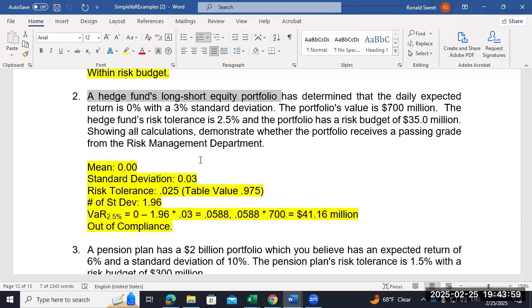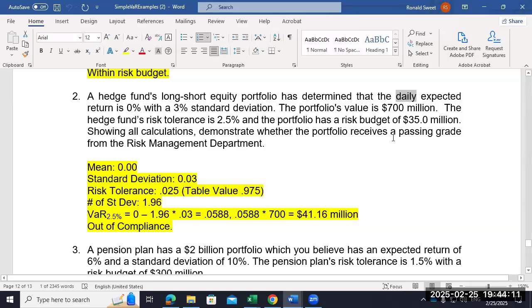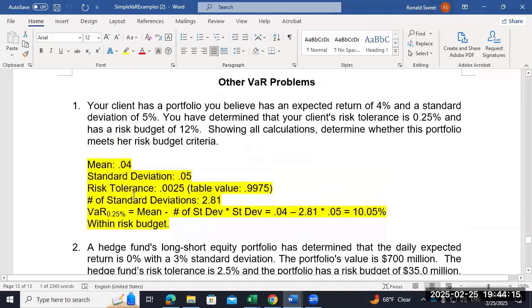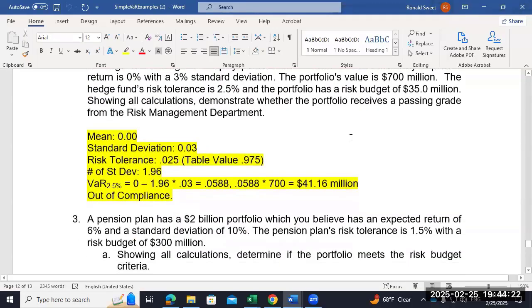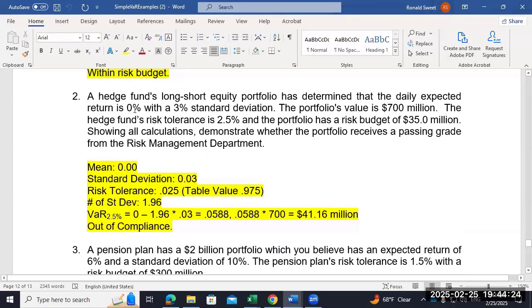So this is a long short portfolio. It's going to have a little bit more volatility than a typical portfolio. Its expected return is 0%. Why? Because it's daily. I've had students freak out on an exam because they practice so many daily ones. If it's daily, you still type the mean in there. It's 0. If it's not daily, you type the mean in there. So it's always the mean minus the number of standard deviations times the standard deviation. Don't let the fact that the mean is 0 throw you off. You still type in the mean.